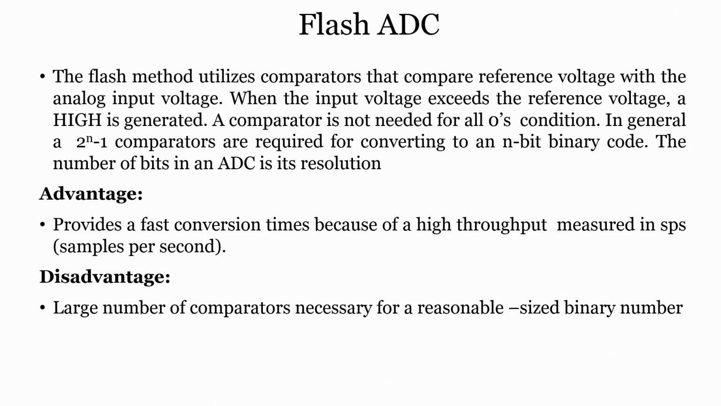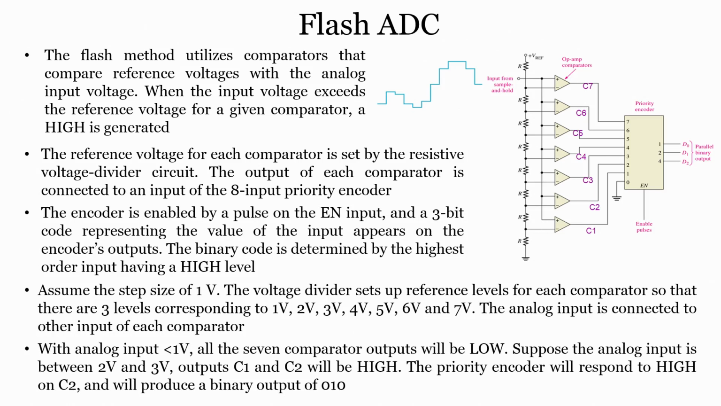In general, 2 raised to n minus 1 comparators are required for converting an n bit code. The advantage here is that it provides a fast conversion time because of high throughput, and the disadvantage is that a large number of comparators are necessary for a reasonable sized binary number. For example, if you see this circuit, you can very easily see how many comparators are required for a 3 bit converter: C1, C2, C3, C4, C5, C6, C7, 7 comparators, right.